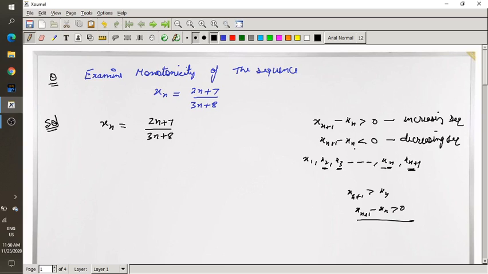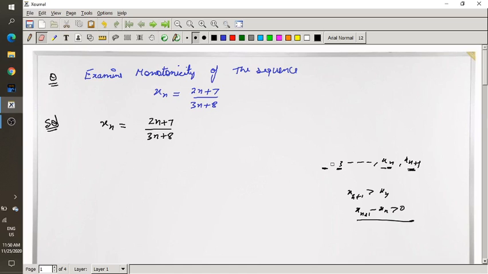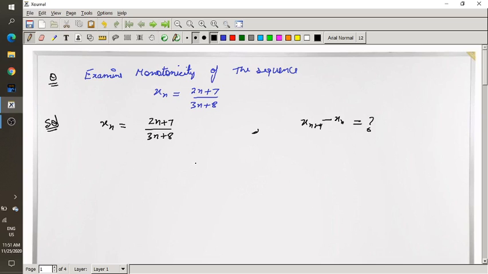So these are the obvious results. If it is strictly greater than 0, then it is strictly increasing. If strictly less than 0, then it is strictly decreasing. This is the concept we will use here in order to examine the monotonicity of the sequence. So here I will use this concept. I will check xn plus 1 minus xn. What will be its value?